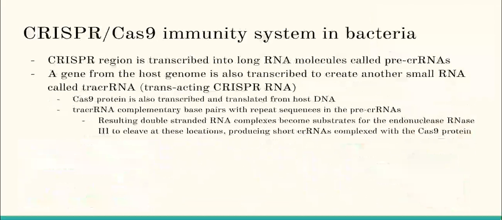The Cas9 protein is also transcribed and translated from host DNA. With these products, tracrRNA complementary base pairs with repeat sequences in the pre-crRNAs. The double-stranded RNA complexes resulting from this complementary base pairing become substrates for the endonuclease RNase 3 to cleave at these locations, producing short crRNAs complexed with the Cas9 protein.